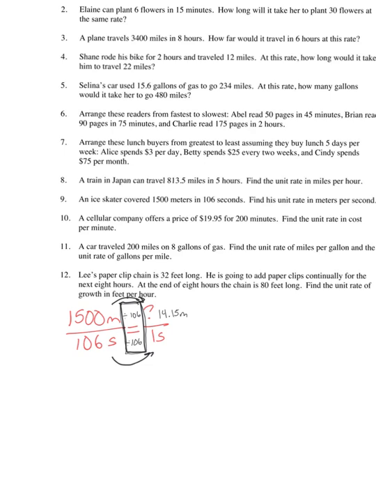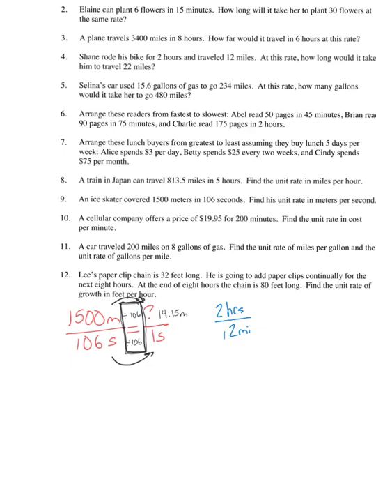One more I want to do for you is number 4. This one's a little bit different. There's a couple steps to it where you could either do it in 2 steps or 1 step. And either way, you're going to get the right answer. So it really depends on your comfort level. It says, Shane rode his bike for 2 hours and went 12 miles. At this rate, how long would it take him to go 22 miles?